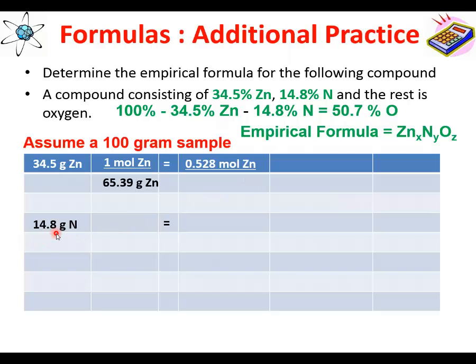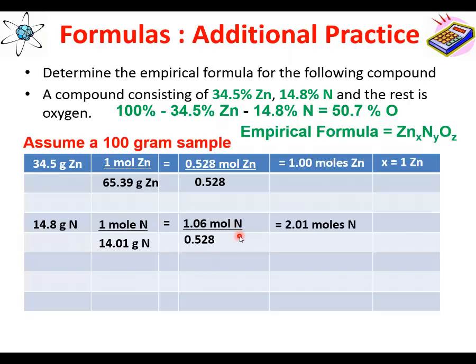So I have 14.8 grams of nitrogen in this 100-gram sample because it's 14.8% by mass, divided by the molar mass of nitrogen of 14.01 grams. I'm getting this from the periodic table, you recall. This gives me 1.06 moles of nitrogen. And then if I do the same calculation, we'll come back to this in a second.